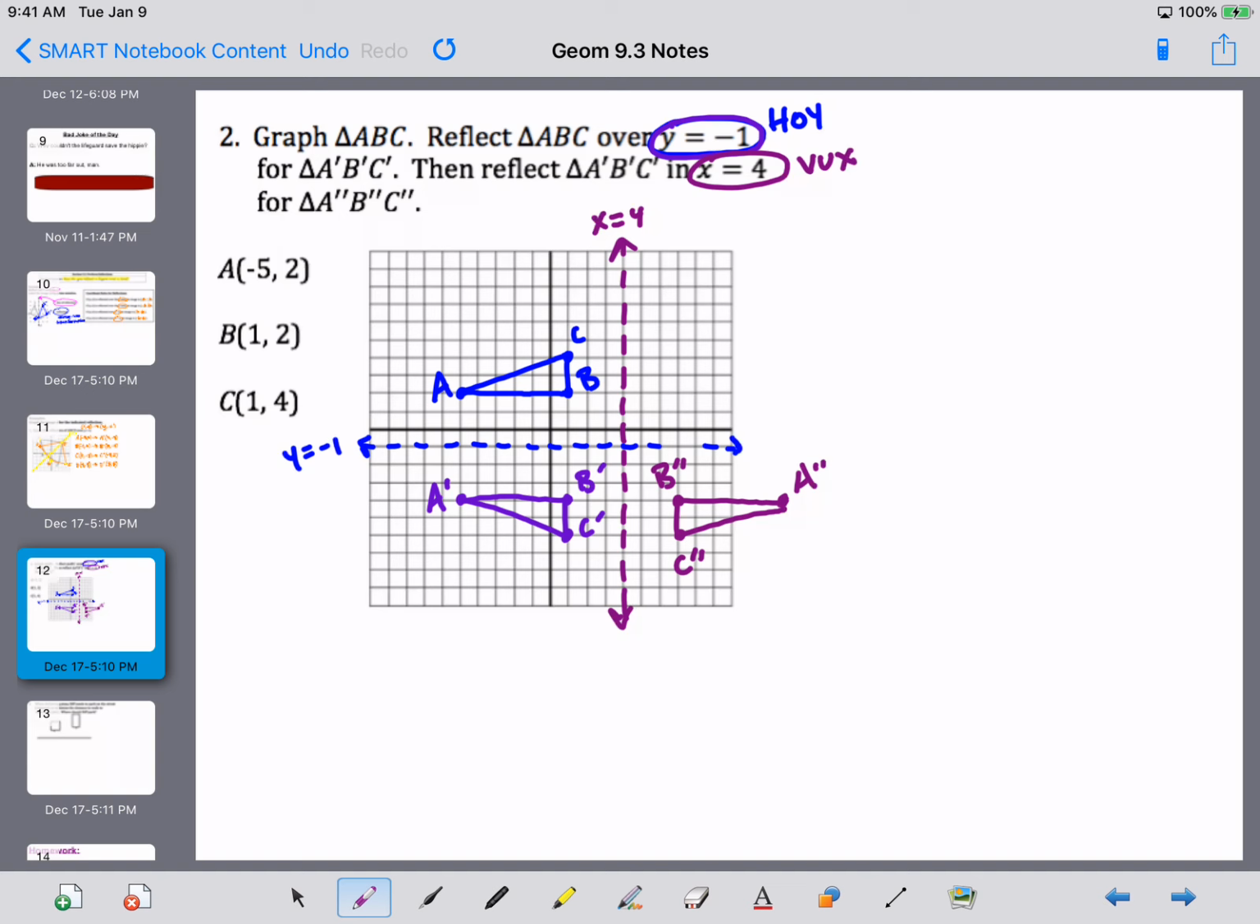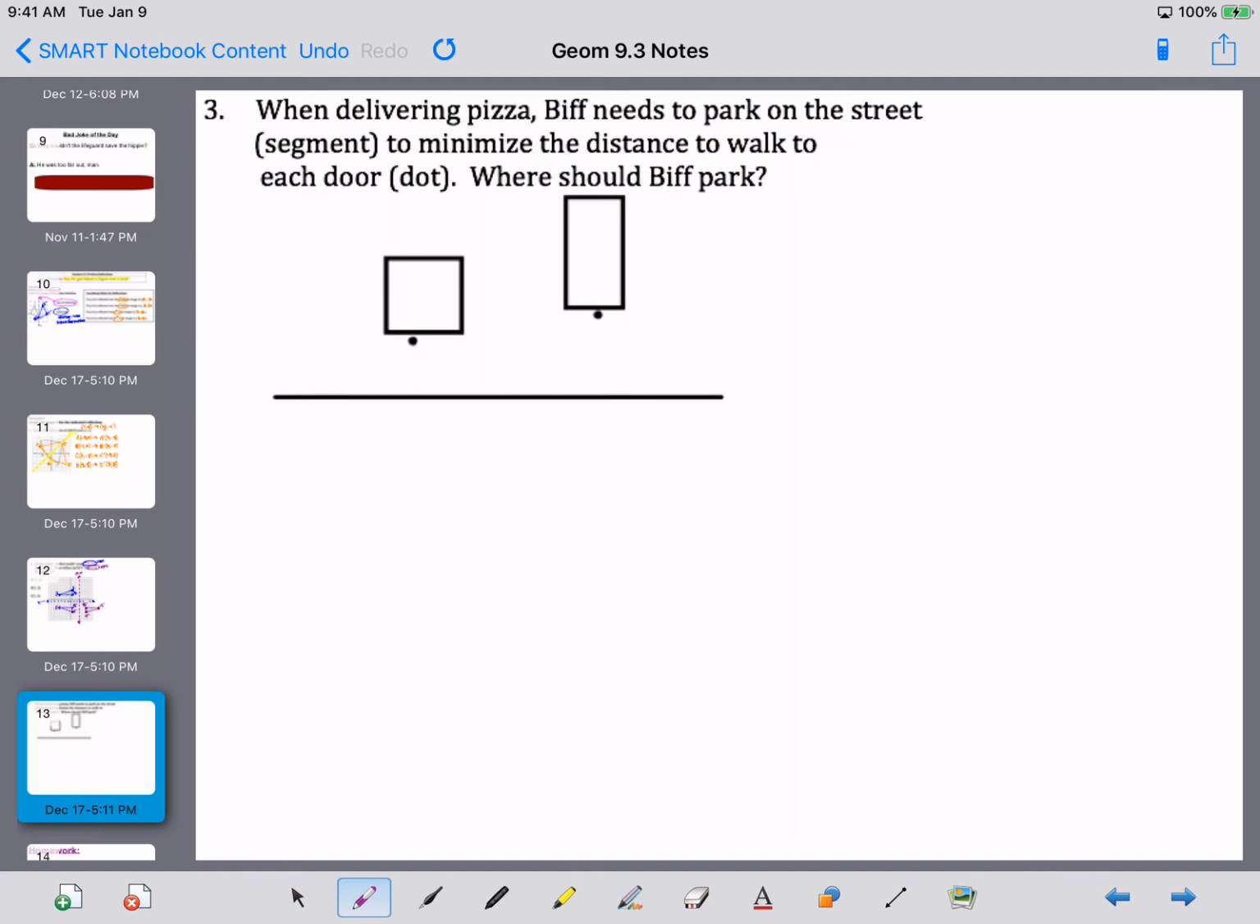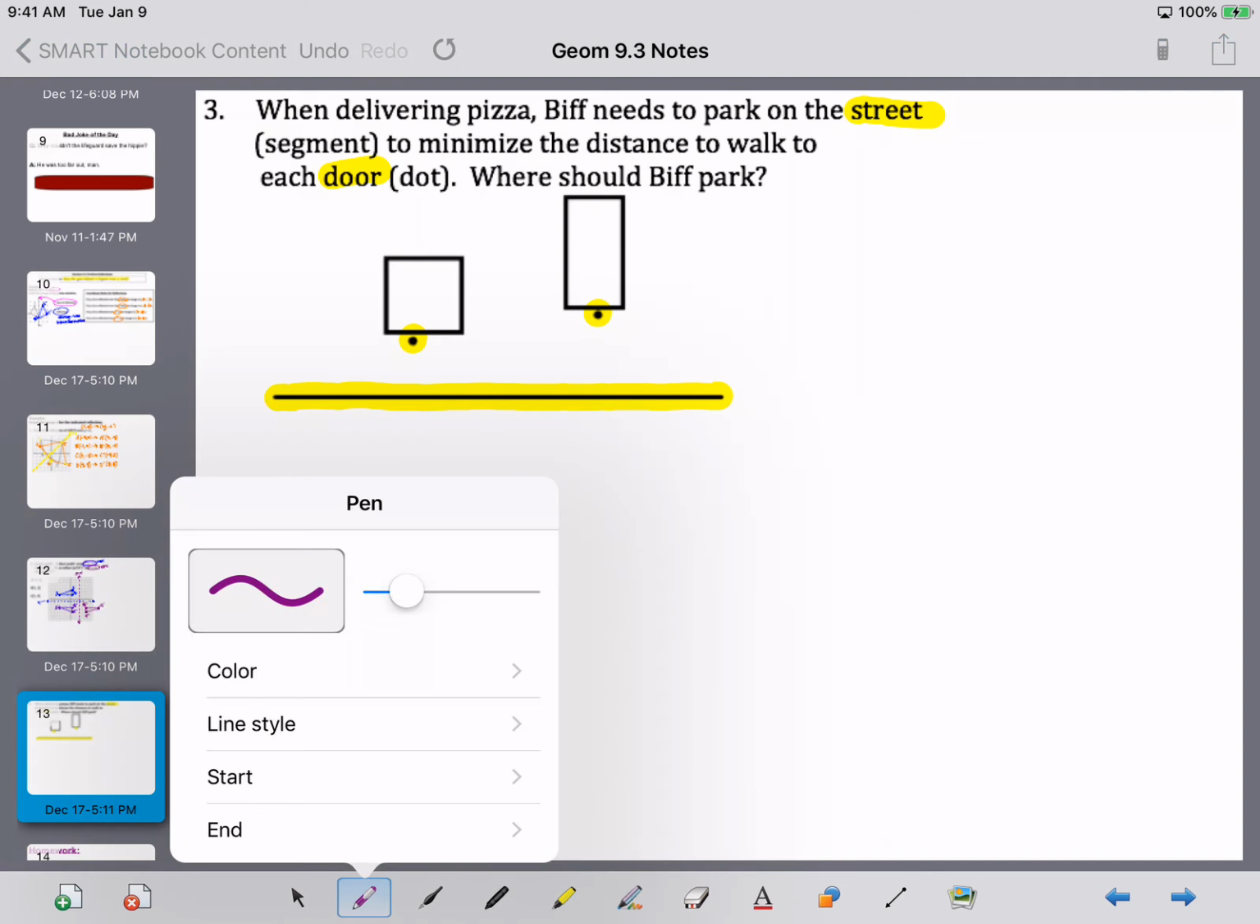All right, we have one last example. Let's take a look. When delivering pizza, Biff needs to park on the street, which this horizontal line right here is the street. So that's the street. To minimize the distance to walk to each door, which the doors are these 2 dots here, we want to know where Biff should park. Well, here's the steps to figure that out.